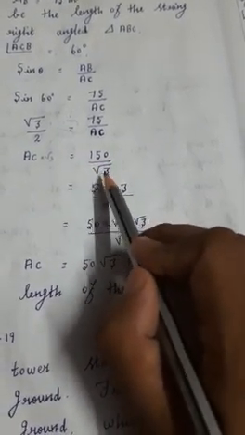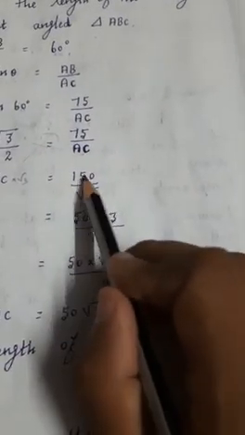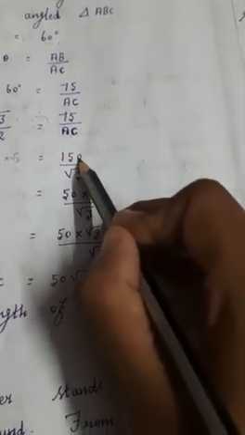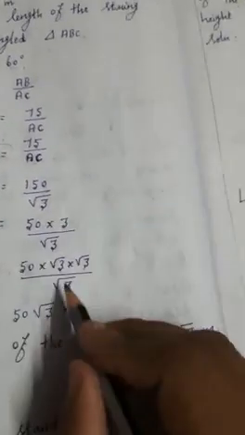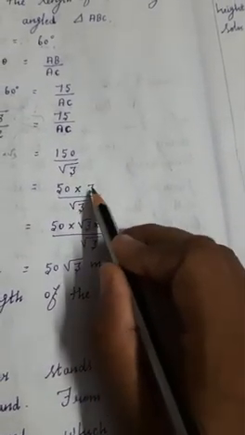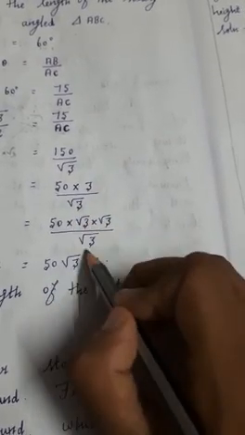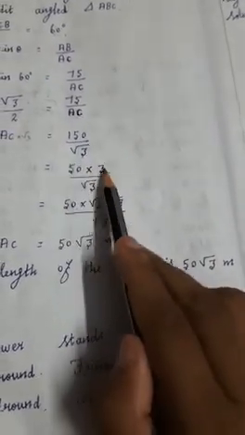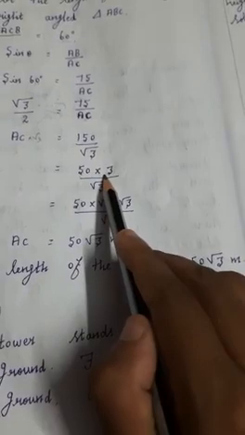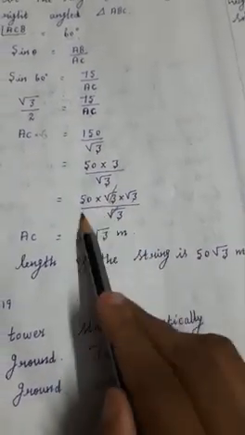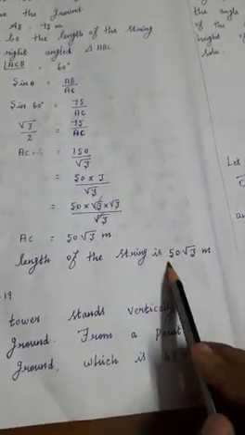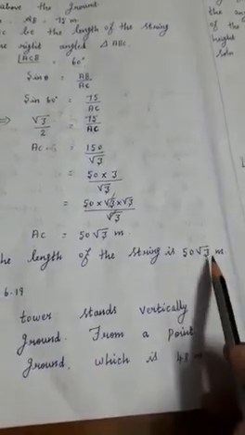Now the denominator has an irrational factor, so how do we make it rational? 150 you can write as 50 into 3, yes, 50 into 3 is 150. And 3 you can also write as root 3 into root 3. Why are we writing like that? Because the denominator has root 3, so if we write 3 as root 3 into root 3, we can cancel it. So now we can cancel it, and AC is equal to 50 root 3 meter. So the length of the string is 50 root 3 meter. This is the answer. Okay, thank you.